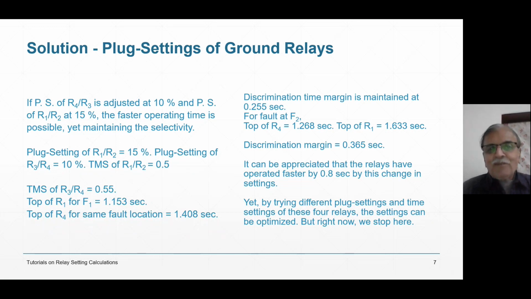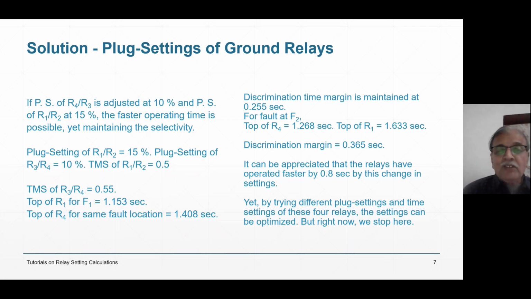What all you have done? There also the exercise was correct. Discrimination of 0.25 second was maintained. The relays were operating correctly. But just by changing the plug setting of R1 and R2 to 15%, I have been able to achieve faster operating time of all relays R1, R2, R3, R4, yet maintaining the selectivity.